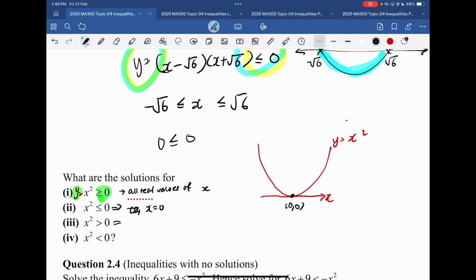What about x squared more than 0? What about x squared less than 0? Nothing. Nothing can give you x squared less than 0. No values can give you that. Any x that you substitute in, the smallest is 0 only. So everything, no solution. No solution. Okay?